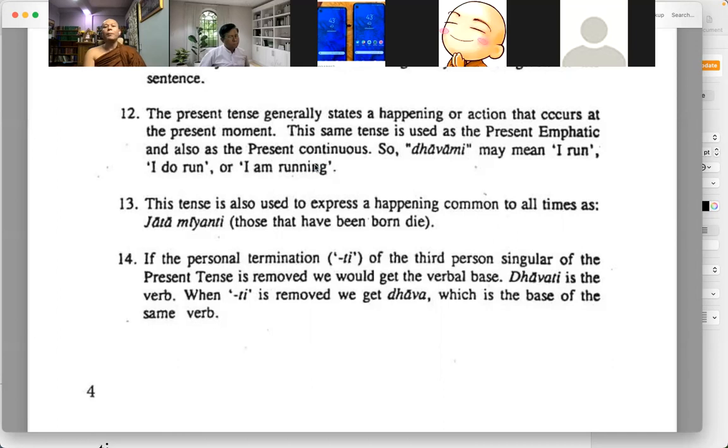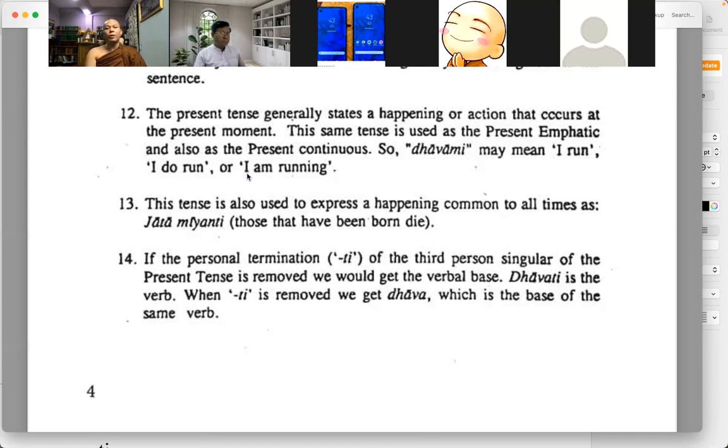We don't have a present continuous sense or usage, but we can understand based on the context. For example, maybe "I do run," also just "dawami." So when we see the verb dawami, based on the context, we can understand "I ran," "I do run," and also "I am running." That is just based on context.